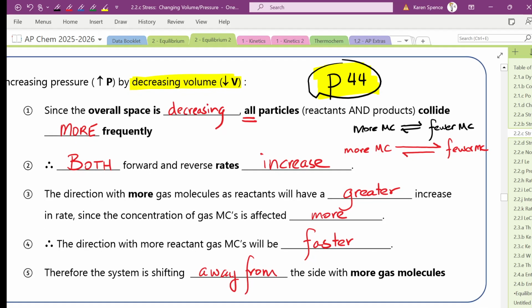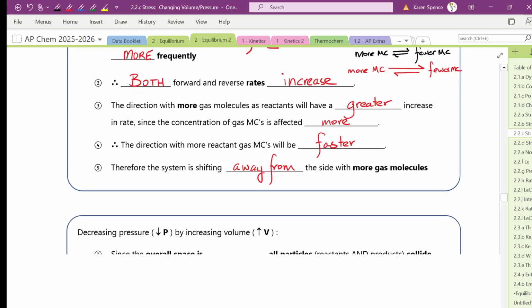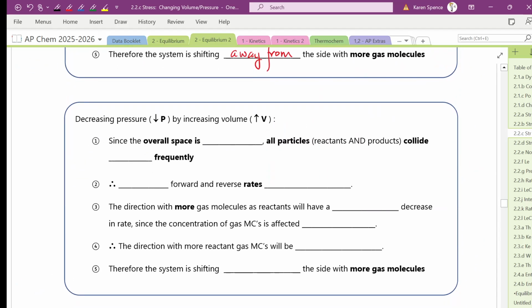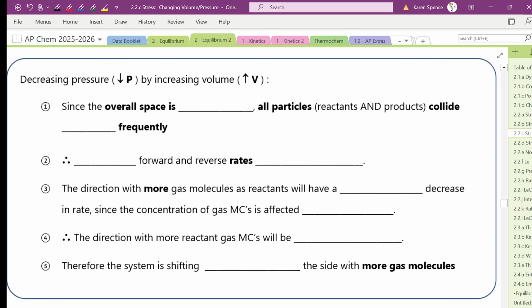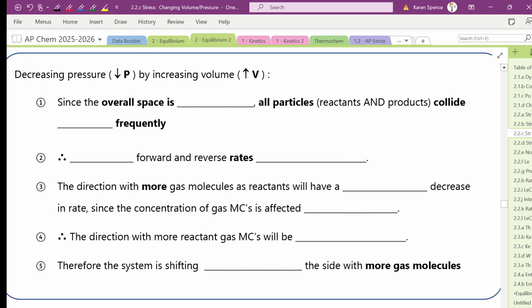Any questions on this little section here? We're good? Yes, you've got a question. So shortest way of explaining that. Of explaining what? Why you won't need to. Okay? That's what it comes down to, is you won't need to explain why the side with more gas molecules is affected more. I'm not going to ask it of you. AP, I've never seen it, so don't worry about it. All right, decreasing pressure by increasing volume. You guys are going to now do this one.